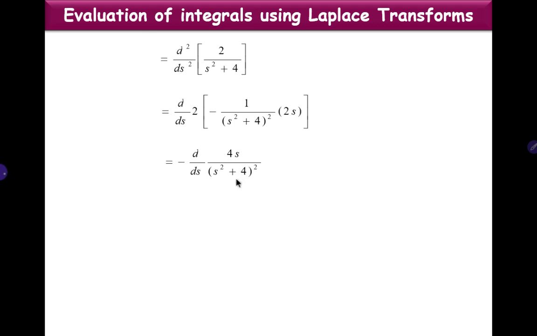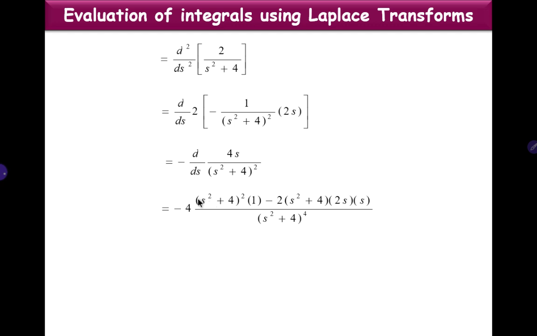Here u is s and v is s square plus 4 whole square. 4 can be taken outside being constant. So now v into, that is s square plus 4 whole square, into derivative of u, that is derivative of s, is 1, minus u into, that is s into derivative of v, derivative of s square plus 4 whole square, is 2 into s square plus 4 into derivative of s square plus 4, which is 2s, by v square, that is s square plus 4 whole square, which is s square plus 4 whole power 4.